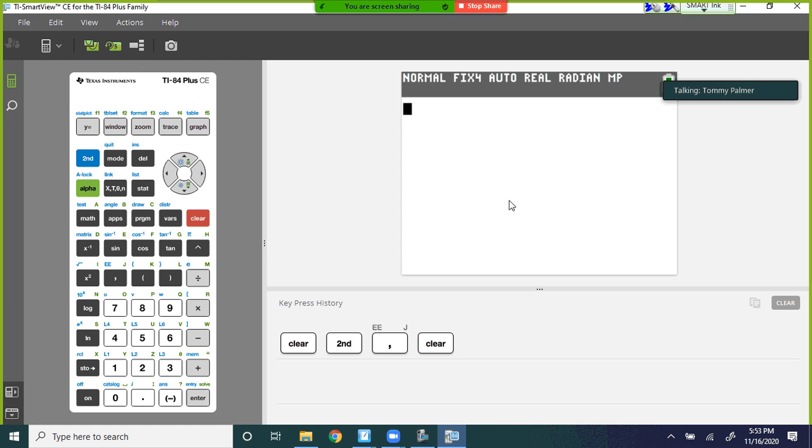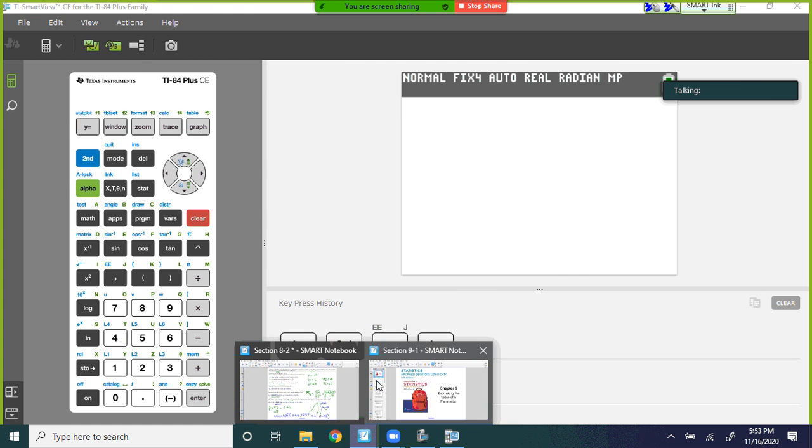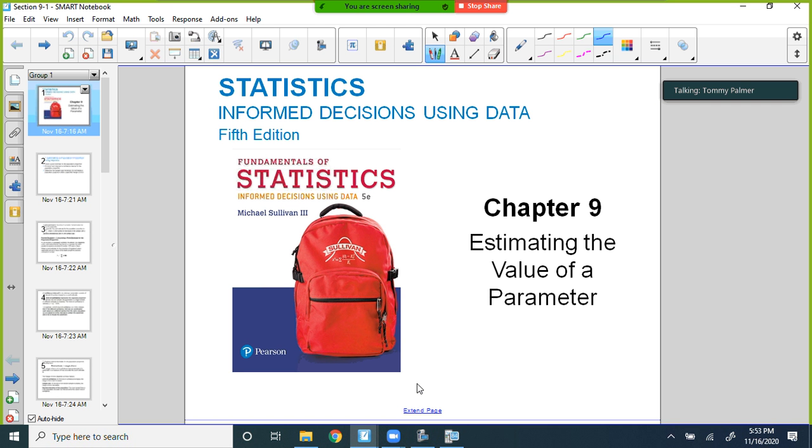Now we have done all these things, right? Now we're about to get into chapter 9, when the fun begins. 9, 10, and 12. Okay? It's crazy. It's good stuff, though. All right? So we're going to look at estimating the value of a parameter. That is really chapter 9.